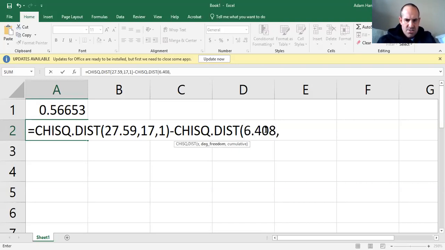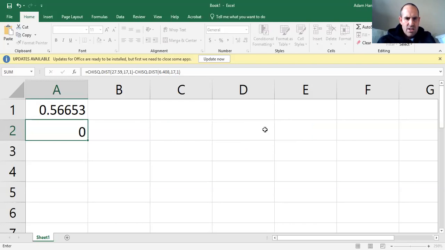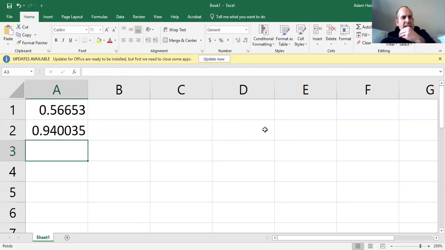27.596408, 17 degrees of freedom, cumulative, yes. Okay, and I hit enter and I get 94%. Okay, 94%.